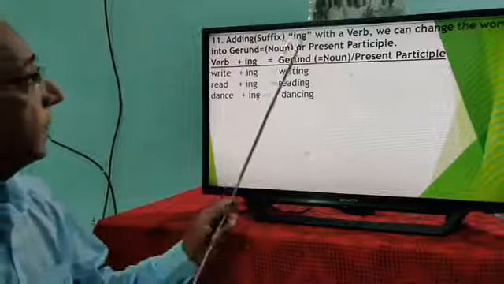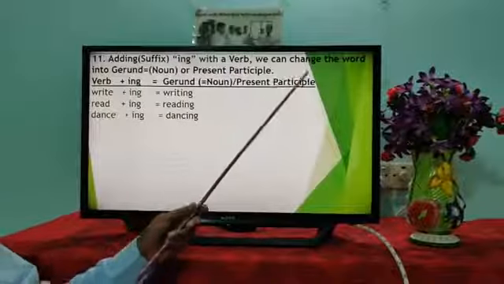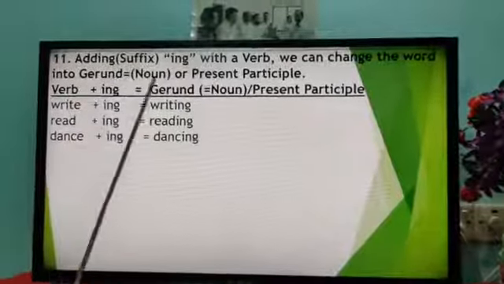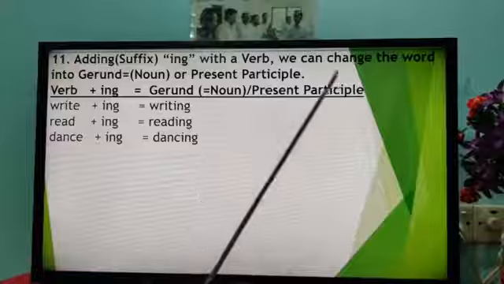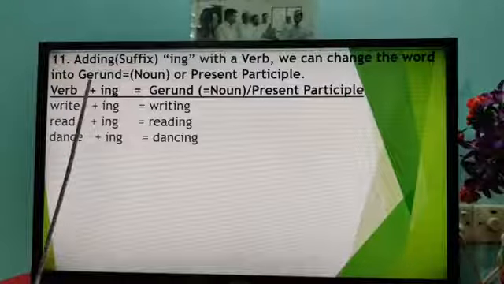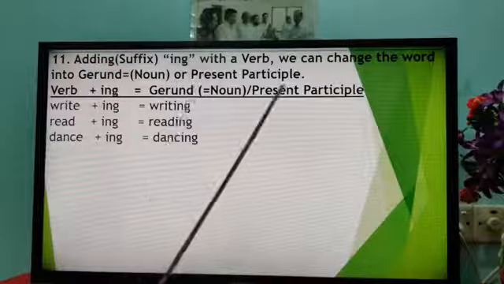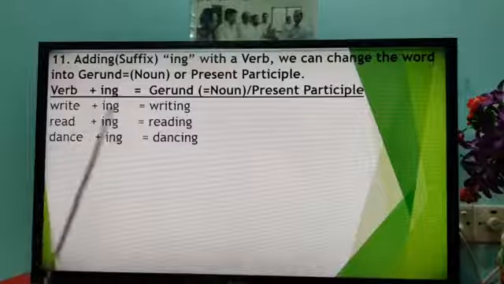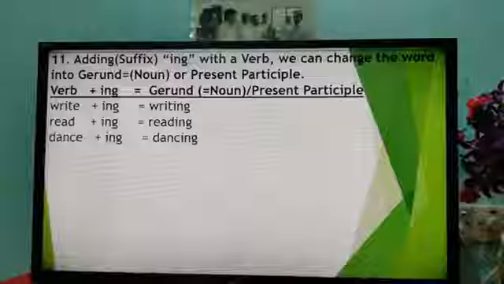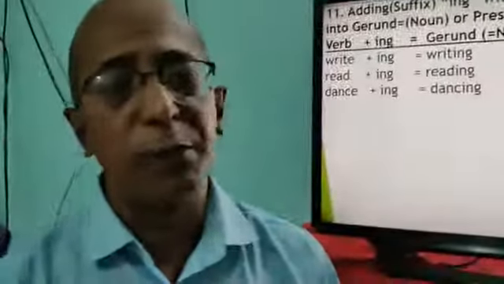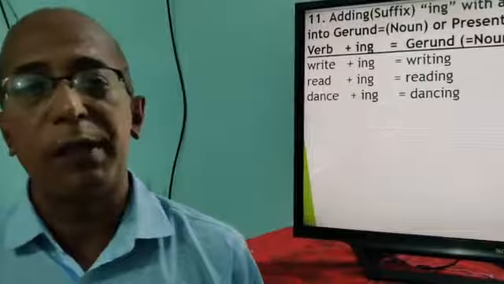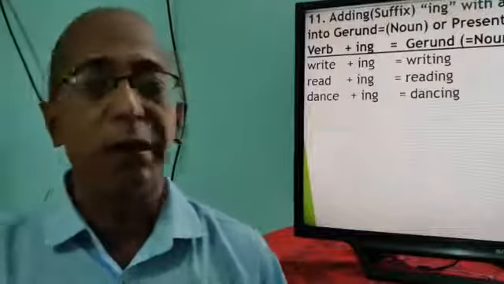So ing is added with a verb. We can change the word into gerund, noun or present participle. Gerund, that means noun. Present participle, that means adjective. Okay? Gerund, that means noun. Present participle means adjective. According to the demand of the sentence, we need to use ing with the base form of a verb.